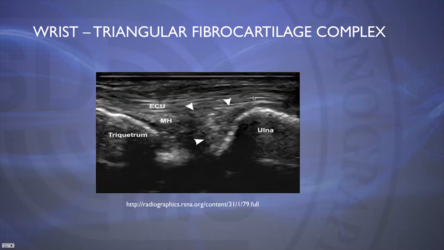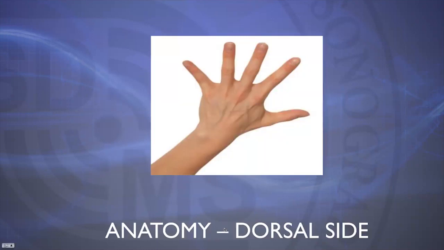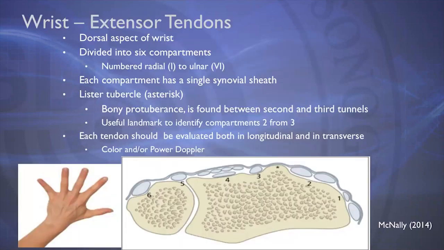Okay, so now moving on to anatomy on the dorsal side, and we're going to get into the protocol on the dorsal side of the wrist. So again, remember that on the dorsal side, our fingers extend. So we have extensor tendons. Remember that tendons attach muscle to bone. On the dorsal aspect of the wrist, there are 6 compartments that these tendons are divided into. 1 through 6, 1 starting more on the radial side and 6 ending on the ulnar side. Each compartment has a single synovial sheath over the tendons themselves, as you can see here.